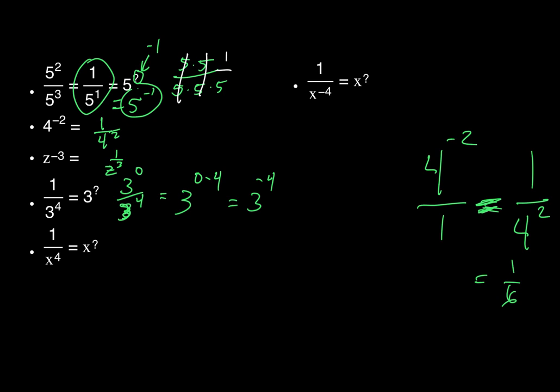My bottom one down here, 1 over x to the fourth will be x to the negative fourth. It was in the denominator. Now we just moved it to the numerator, so that positive 4 now becomes a negative 4.